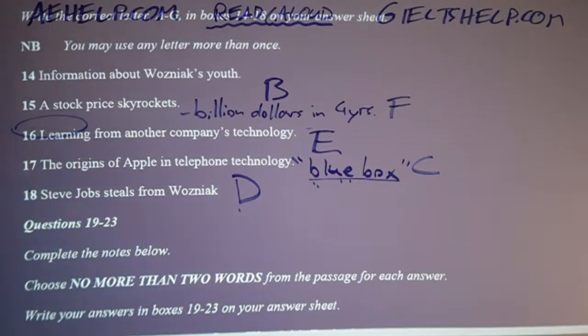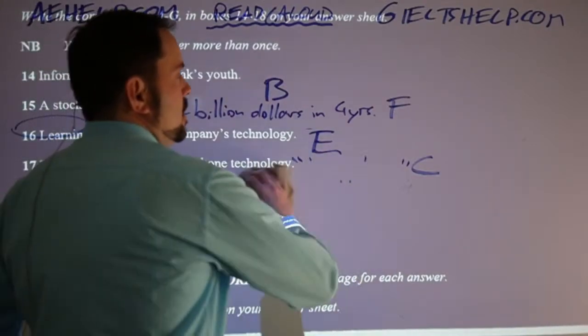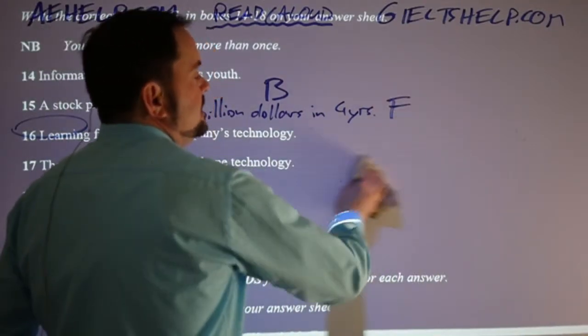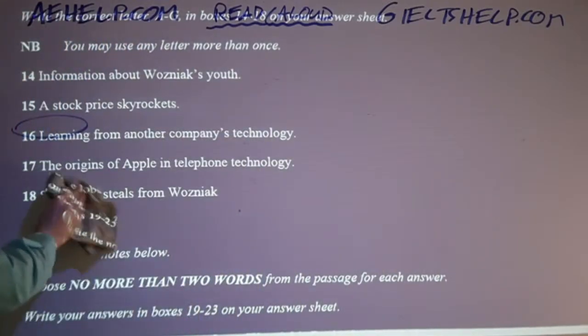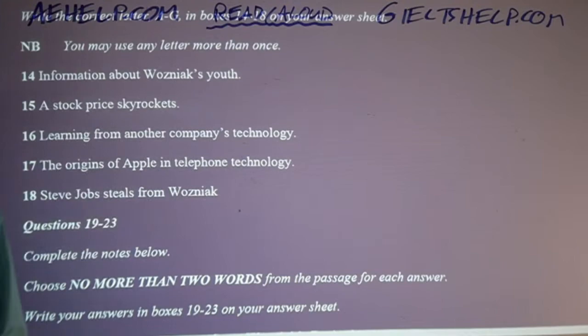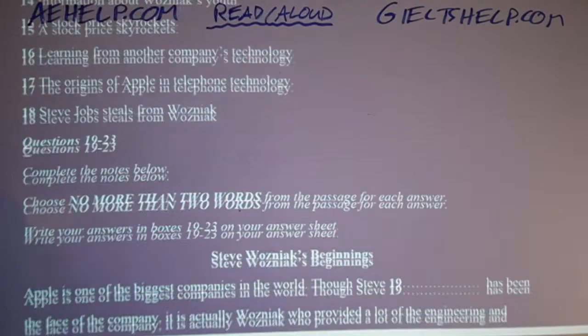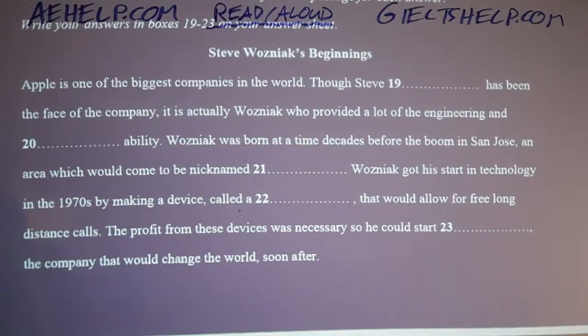And again, I can check that, but I'm confident that that's D. Okay, all right, so B, F, E, C, D. Those are the correct answers for these matching questions. Now, let's do the paragraph completion.